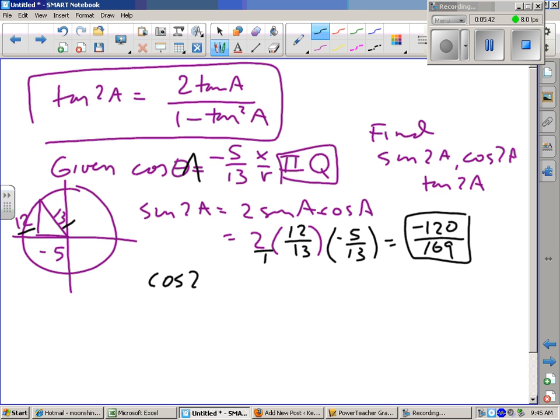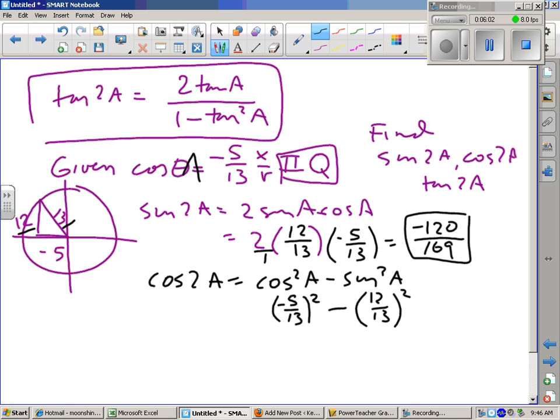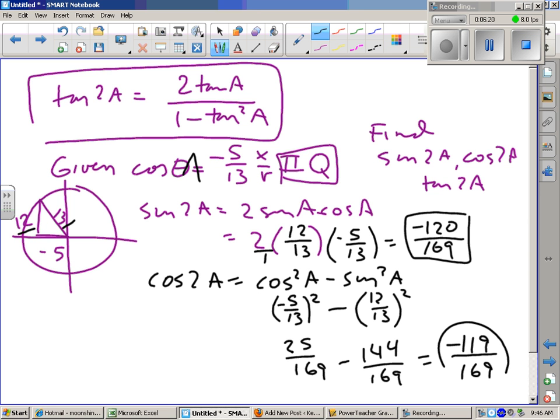All right, cosine of 2a. We have our choices in formulas. I'm going to use the original one, cosine squared minus sine squared, since I already have those values. Cosine of a, we said was negative 5/13. Got to square it. Sine of a, we said was 12/13. Got to square that. And then let's simplify here. I've got 25/169 minus 144/169. So I get negative 119/169. Okay, so those are those two answers.